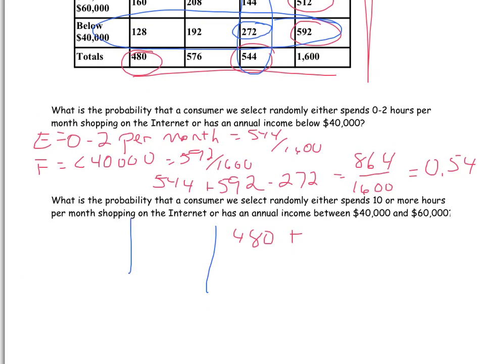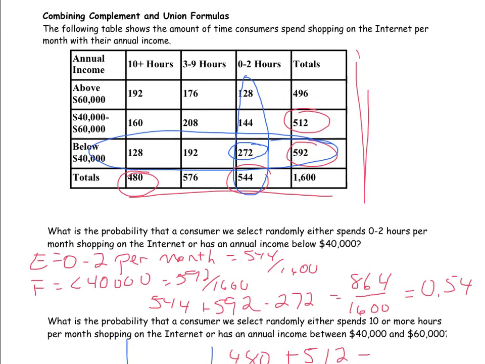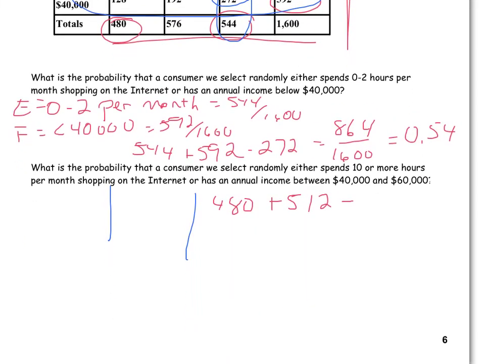And then we want to see if there's any overlap. Are there any people that spend 10 or more hours on the internet and earn between 40 and 60,000? Sure there is. So 10 or more hours on the internet and between 40 and 60,000 would be this number right here. So we're going to subtract out that 160. And if we do that, you get 832 out of 1,600, which equals 0.52.